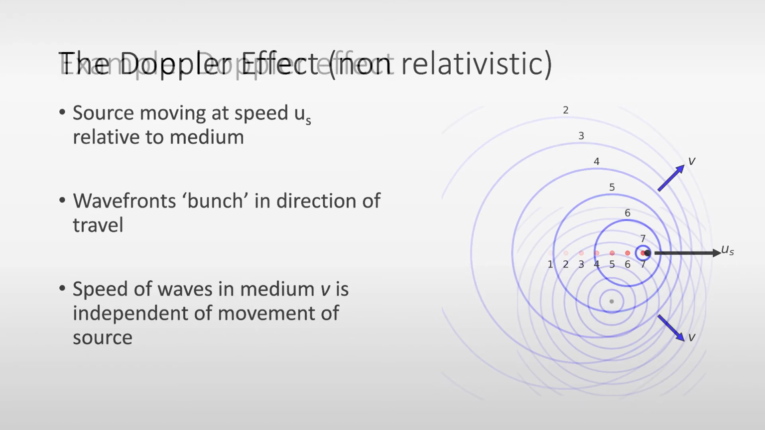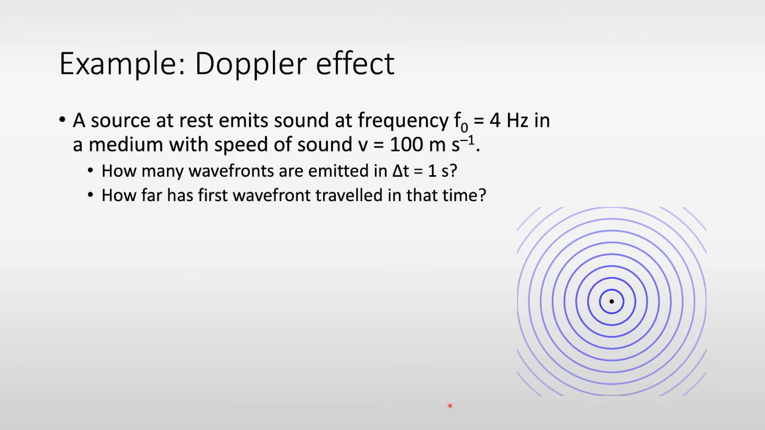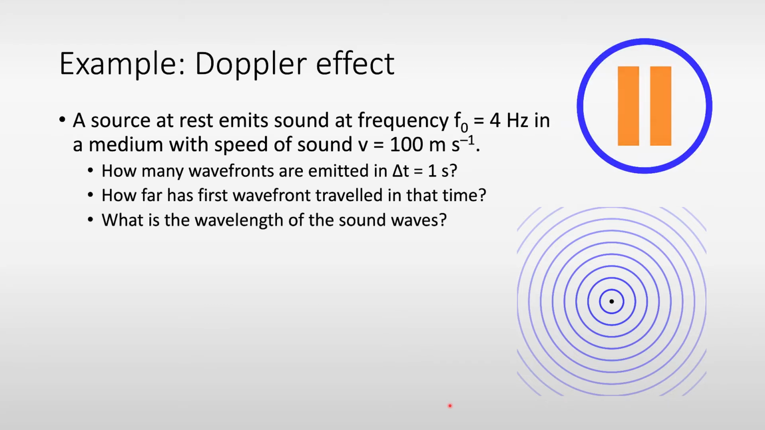Okay, let's get straight into an example. A source at rest emits sound at a frequency of 4 Hz in a medium with speed of sound v equal to 100 meters per second. Calculate how many wavefronts are emitted in 1 second and determine how far the first wavefront travels in that time. From that, determine what the wavelength of the sound waves is. Pause the video and we'll come back to it presently.